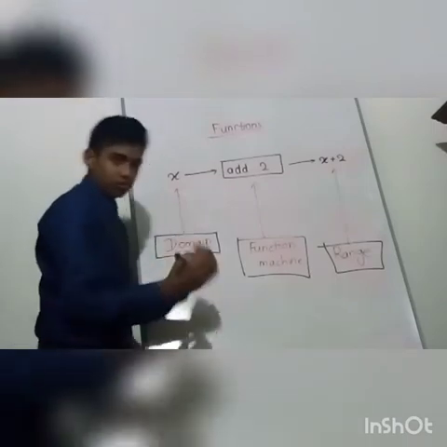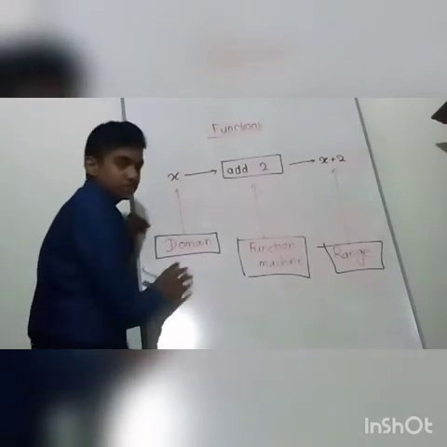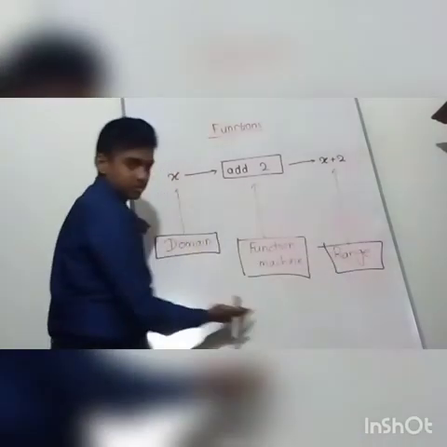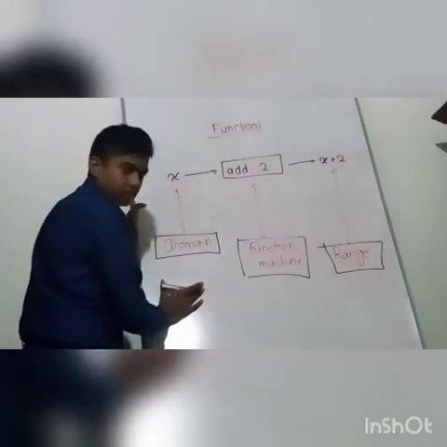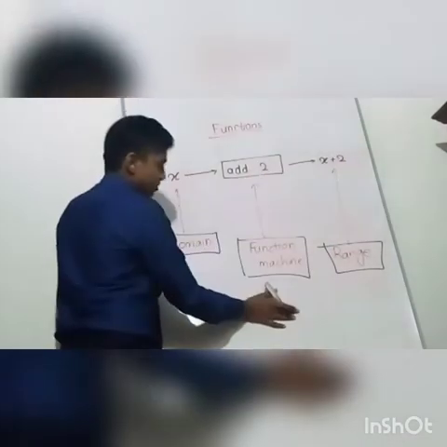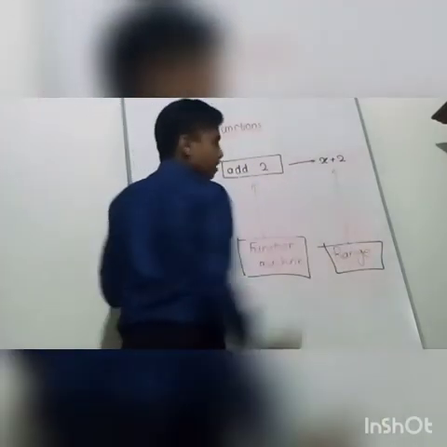When we say, what's the input of a function machine, you must be able to answer which is domain, range, function machine. X is the domain, the input. Add 2 is the function, this is the function machine, and range is our output.